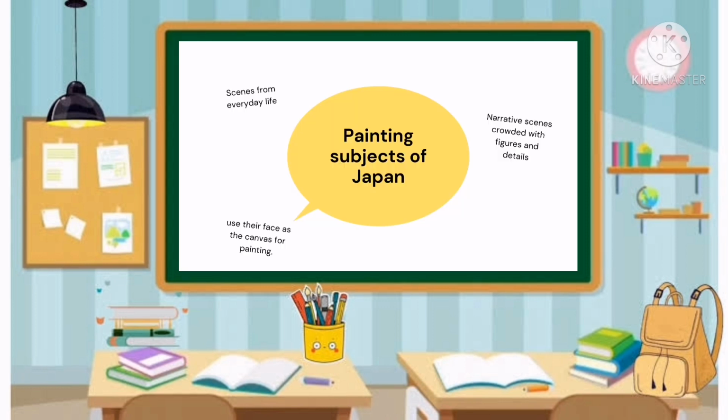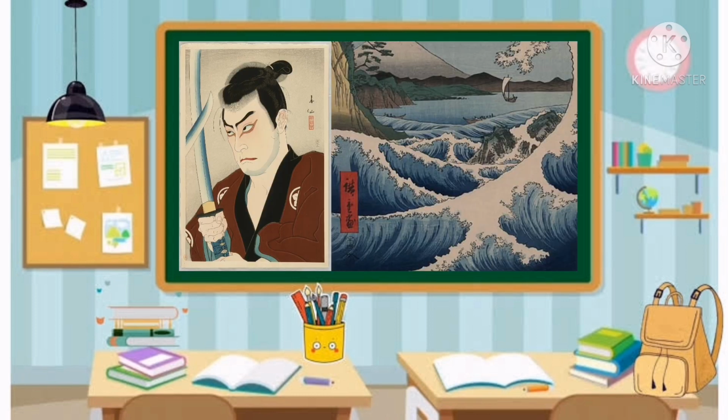For painting subjects of Japan, we have scenes from everyday life, and also they use the face as the canvas for painting, and narrative scenes crowded with figures and details. These are the examples of the painting subjects of Japan.